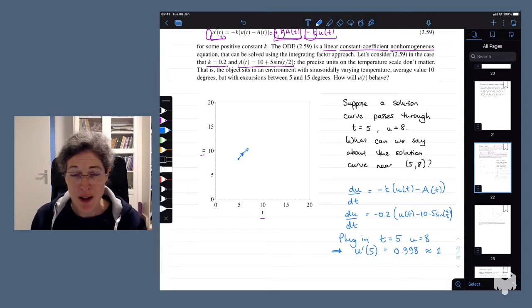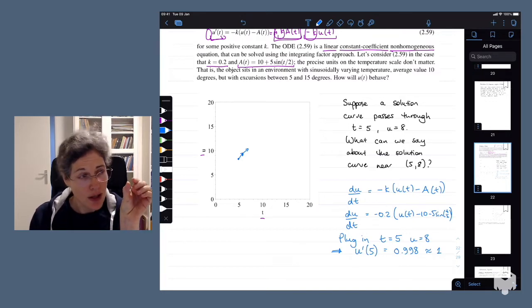And that actually is how computers numerically solve differential equations. You give them a starting point and they just take little time steps. They work out what the derivative is. They follow the line along there and they keep going.